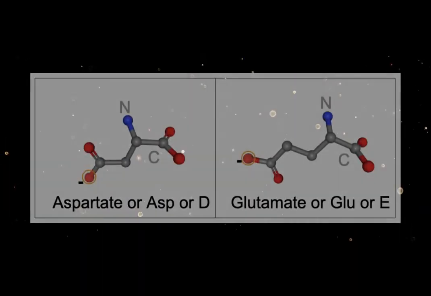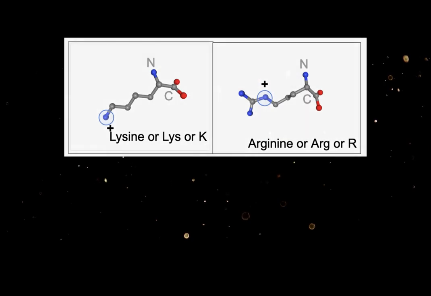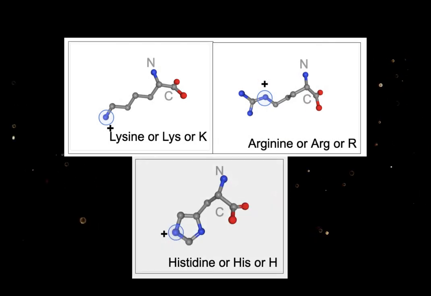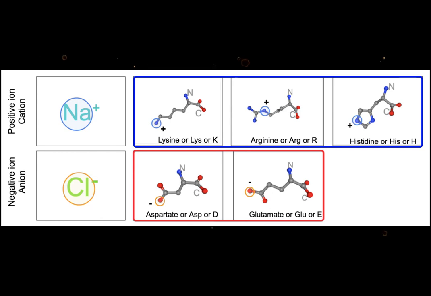Thus, at neutral or physiological pH, aspartate and glutamate have side chains that are deprotonated and negatively charged, while lysine, arginine, and histidine have protonated side chains and are positively charged. So in proteins, electrostatic interactions between positively and negatively charged amino acid side chains can form ionic bonds.